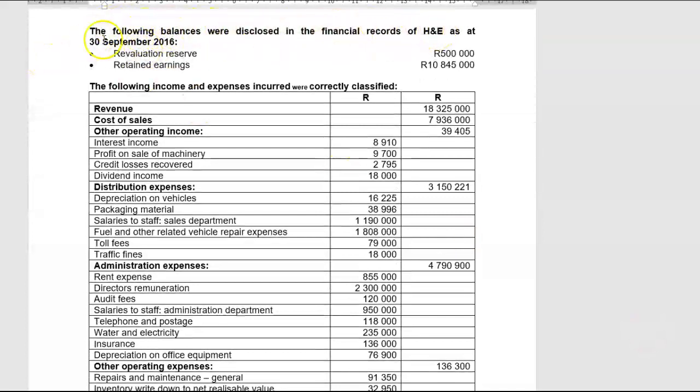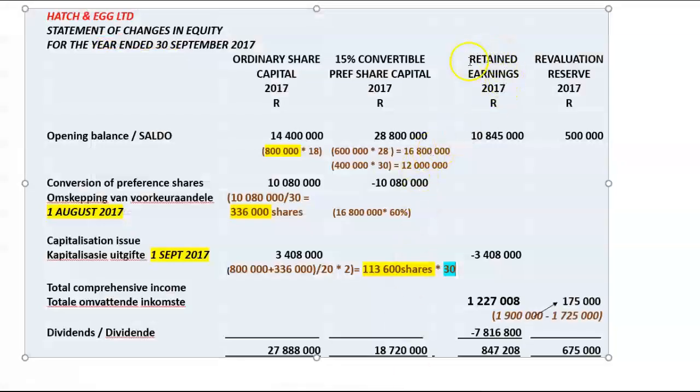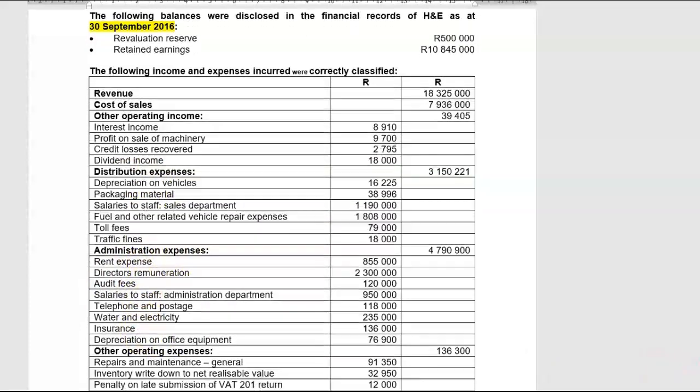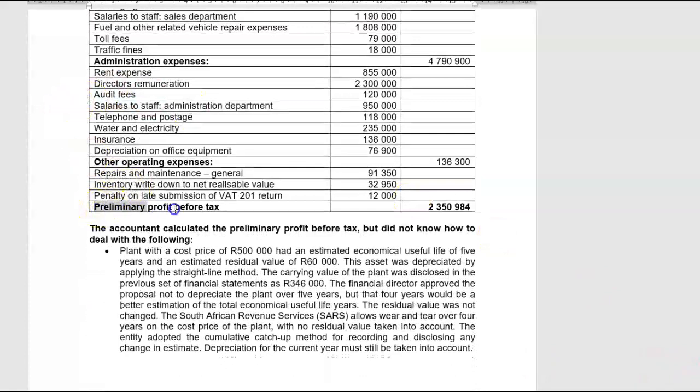The following balances were disclosed in the financial records of HatchnEgg as at 30 September 2016. So this is our opening balance. Revaluation reserve 500,000, and retained earnings 10.845 million rand. So retained earnings and revaluation reserve, there it is. Then the following income and expense items incurred were correctly classified, and they start with revenue, cost of sales, and it's all income items, distribution expenses, administration expenses, other operating expenses, and then they give you a preliminary profit before tax figure of 2,350,984.